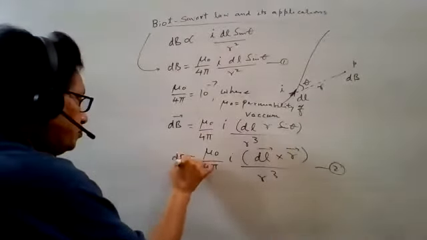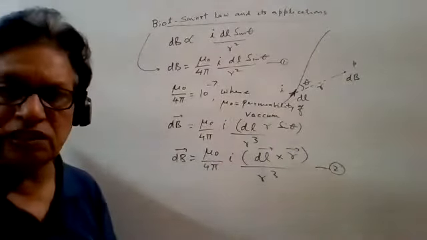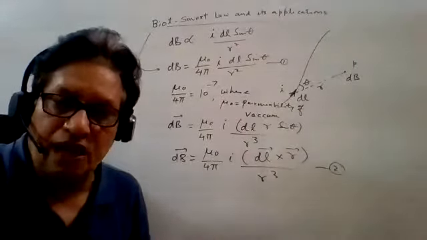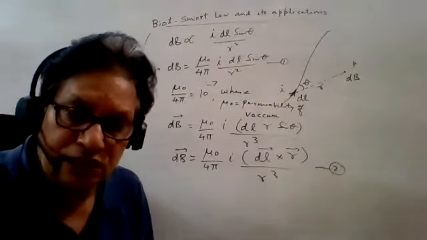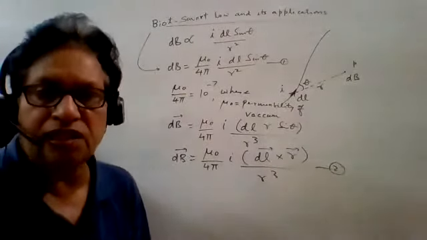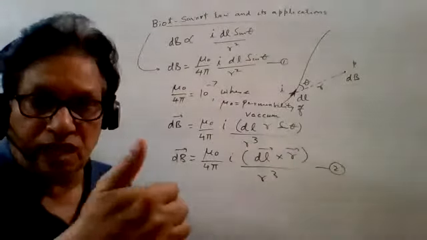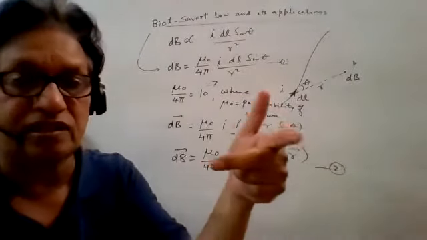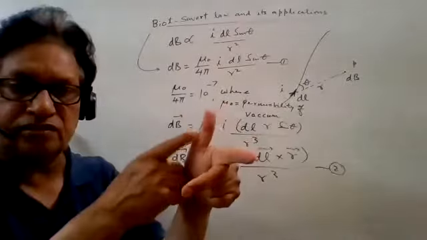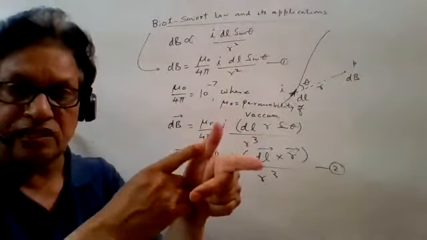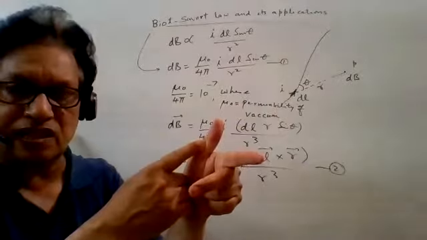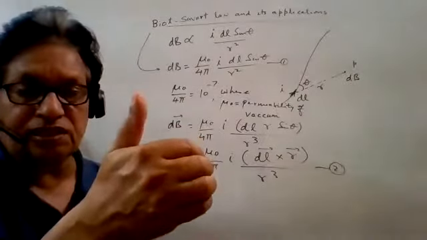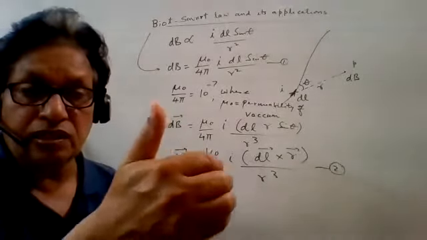by right hand screw rule. The direction of the cross product can be found easily by using the right hand screw rule, or alternatively the right hand thumb rule. It is different than Fleming's left hand rule. Fleming's left hand rule we have used to find the force on a moving charged particle or current carrying conductor. But it is different. By applying this right hand thumb rule, we can find out the magnetic field direction.